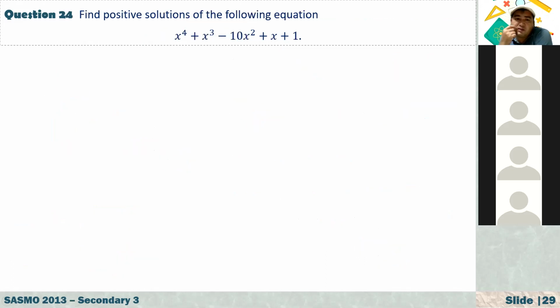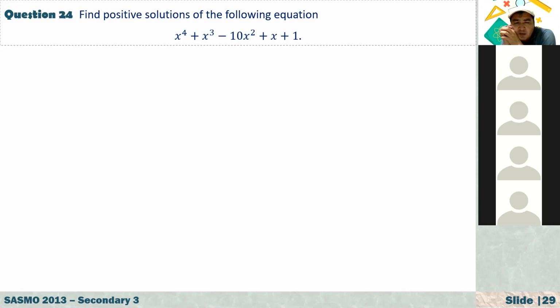Find the positive solutions of the following equation. It's an equation of degree 4, and using a formula to solve this one is very complicated. The best method of solving equations whose degree is higher than 2, that is 3, 4, 5, 6, is the factorization method. So somehow we should try to factorize this. For example, we need to find at least one root of the solution, then we can factorize it.